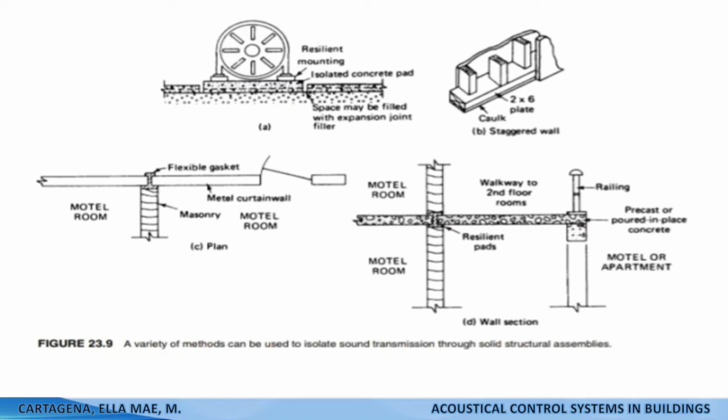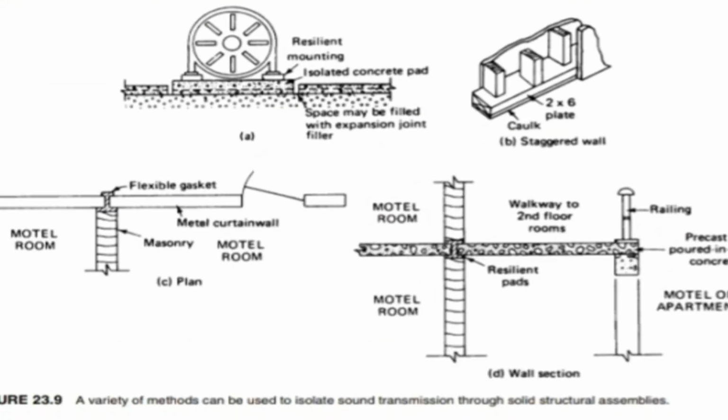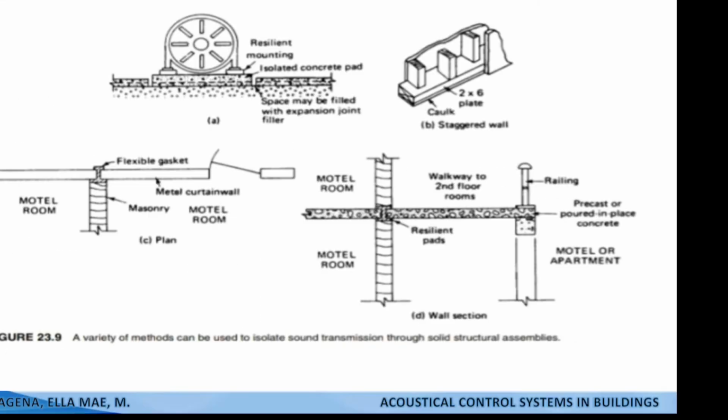So, ang mga sahig daw ay maaaring ihiwalay mula sa structure sa pamamagitan ng mga subflooring and underlayment na materials. Yung carpeting ay may makapal na pad siya sa ibaba nito, and ito daw yung isa sa pinakamahusay na material na sumisipsip sa mga tuntunin ng pagbabawas ng ingay. So, dito sa figure 23.9, makikita natin yung variety of methods na pwede natin gamitin sa pag-isolate ng sound transmission through sa solid structure assemblies. So, ayan sila. And dito sa last.